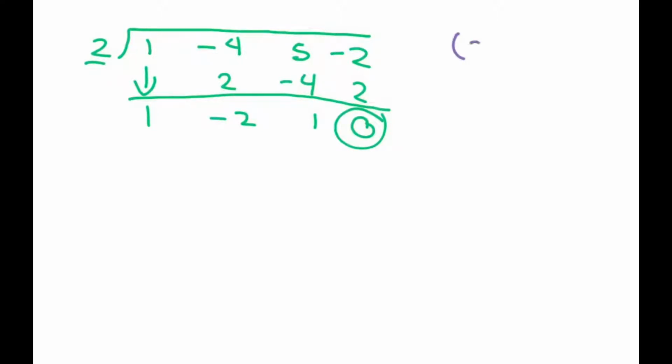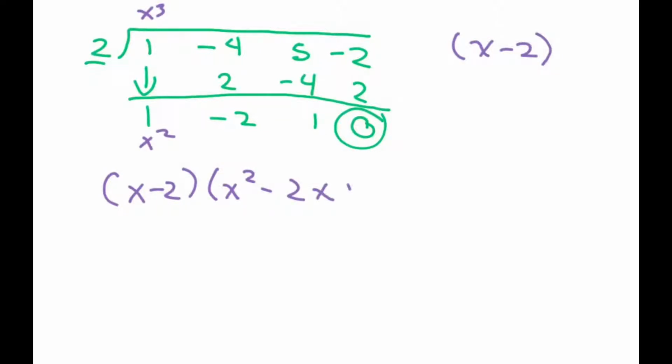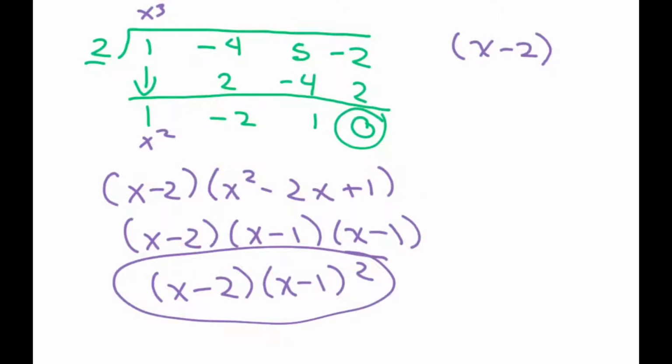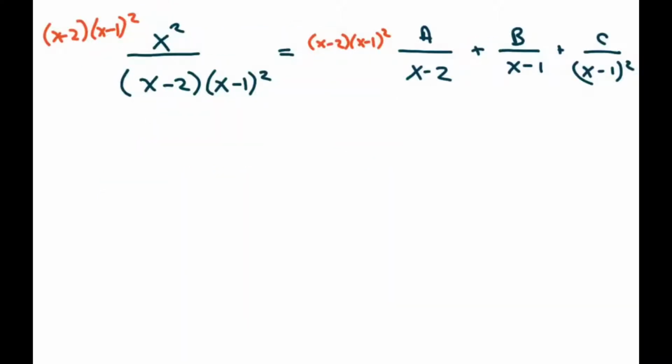That would be x minus 2, therefore. And then, if I write it here, x minus 2 times x squared, because we started with x cubed. So now we're going down to x squared minus 2x plus 1. That can be factored further as x minus 1 times x minus 1, or you could write it as x minus 2 times x minus 1 squared. So that's what gives you your repeated linear factors, and I have it set up here.